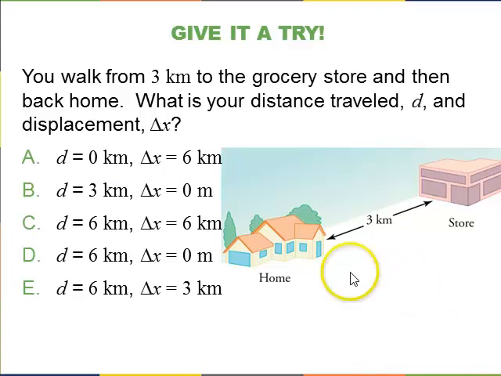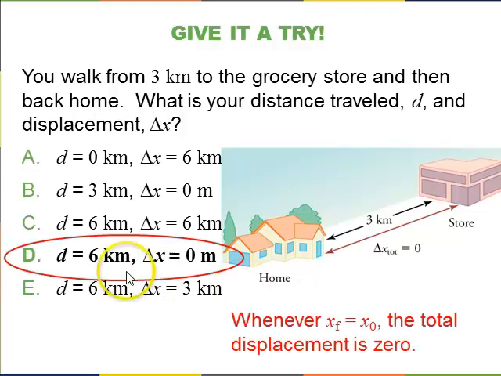So let's give it a try. If you start from home and you walk 3 kilometers to the grocery store and then you get back home again, what's d, the distance you traveled, and delta x, your displacement during that time? I'll give you a minute to think about that. Press pause, and then we'll look at your answer.